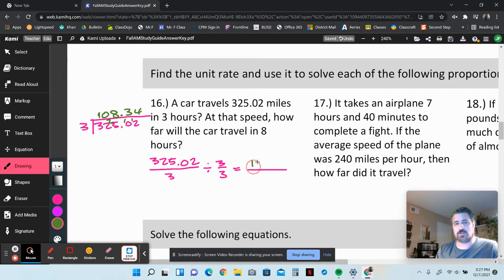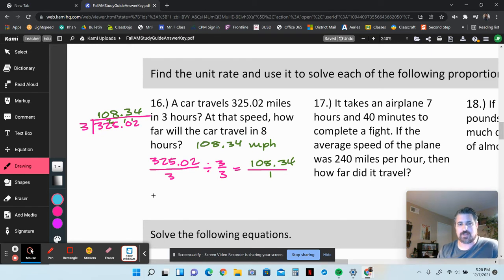So you're going to get 108.34 miles for every 1 hour. That's the speed it's traveling at, 108.34 miles per hour, mph. All right. That's not the question it's asking. What it's asking is, at that speed, how far will the car travel in 8 hours? Okay, fair enough. So if this is the distance it travels every 1 hour, and you want 8 hours, then you're just going to multiply this by 8, right?